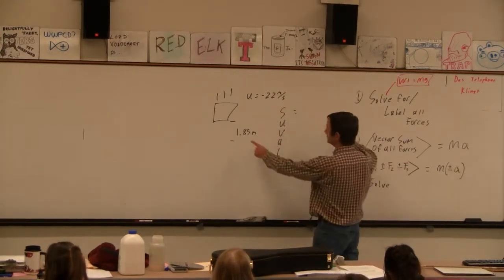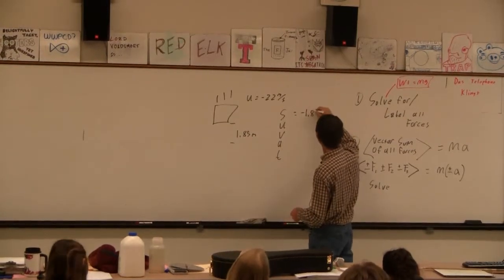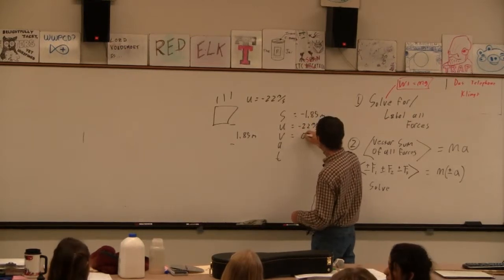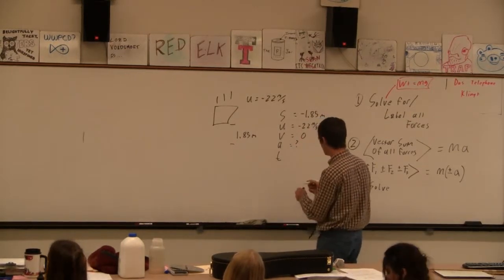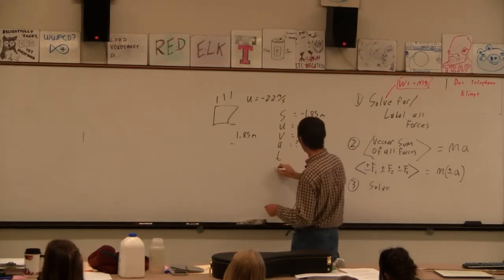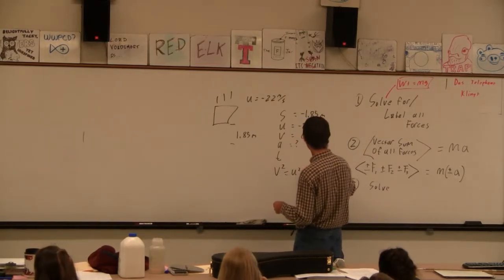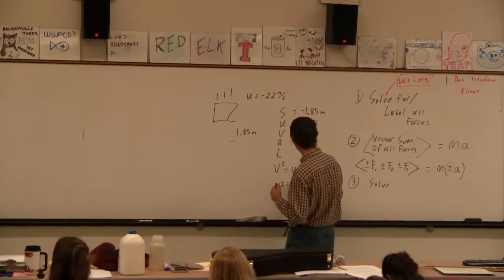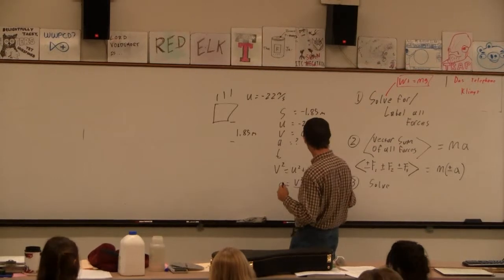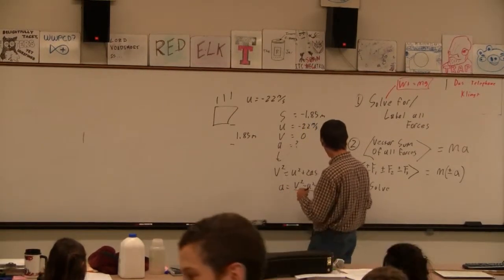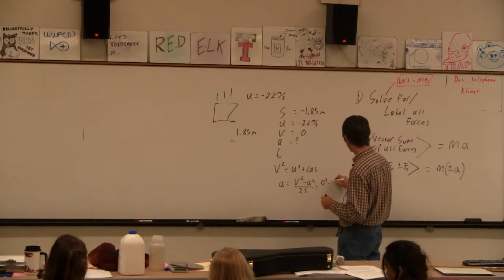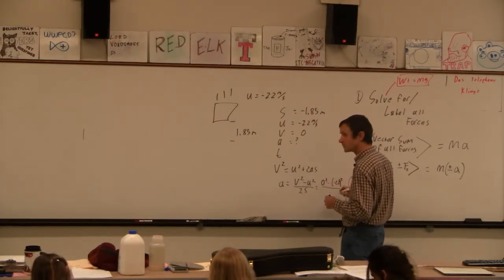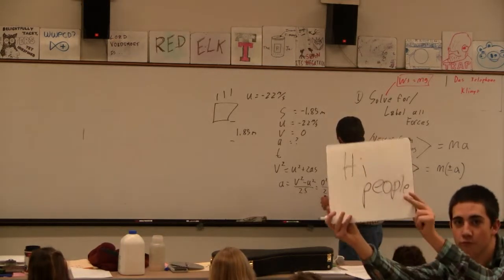So s is, we go down 1.85. The initial velocity is negative 22 meters per second. The final is 0. The acceleration is what we want. And I would use v squared equals u squared plus 2as, right? So a is going to be v squared minus u squared over 2s. So that's going to be 0 squared minus negative 22 squared over 2 times negative 1.85.